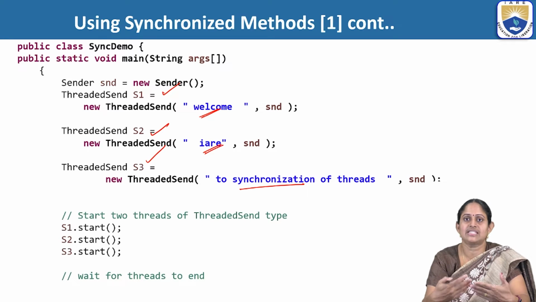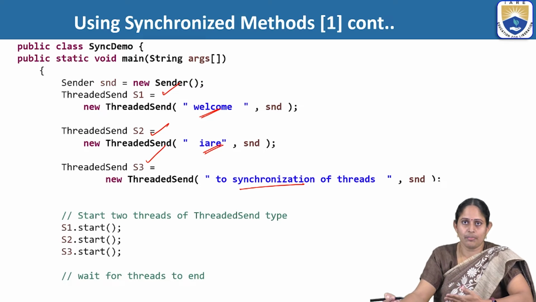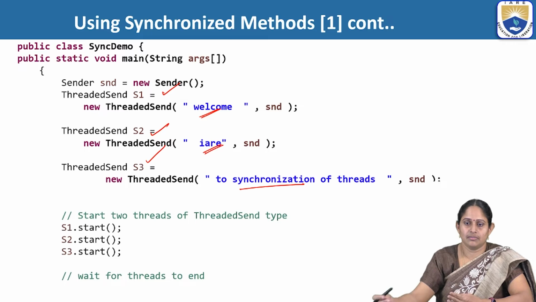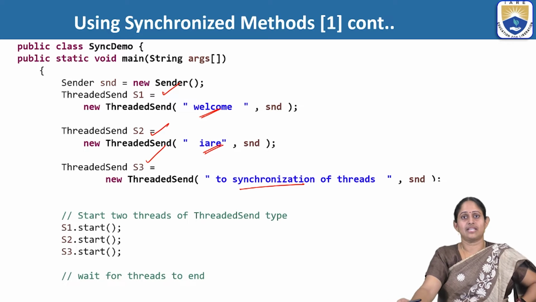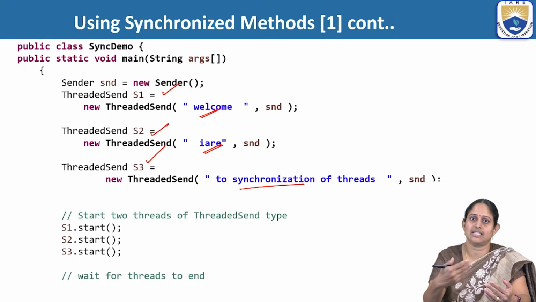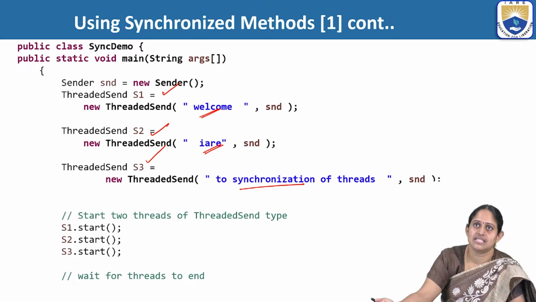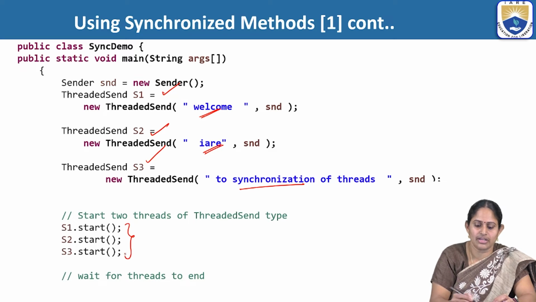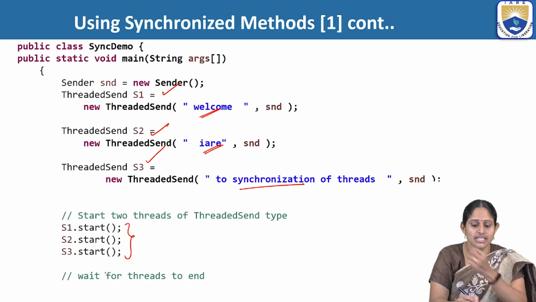Which thread will start first will be determined by the operating system. There are various methods by which the operating system decides which thread has to be executed first. It may be first come first serve, or the one with the highest priority. Depending on the priority, it will decide which thread has to start first. So let's say, in fractions of seconds of difference, all these threads are starting. Let's say first we are starting thread S1.